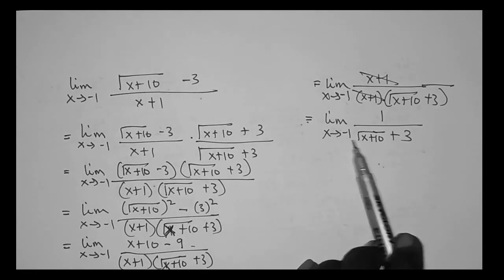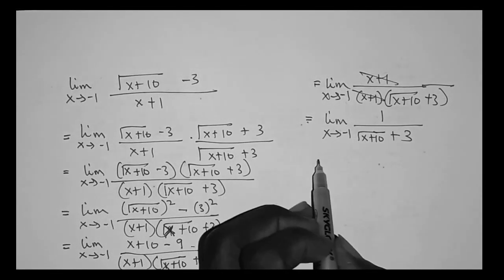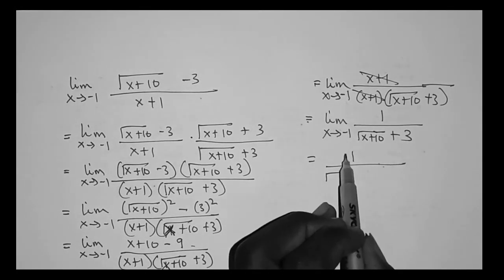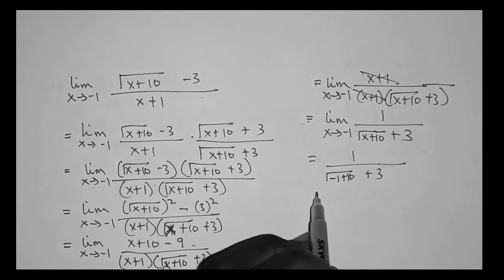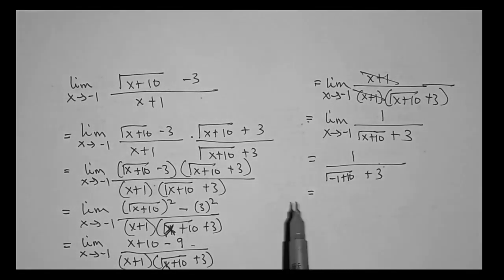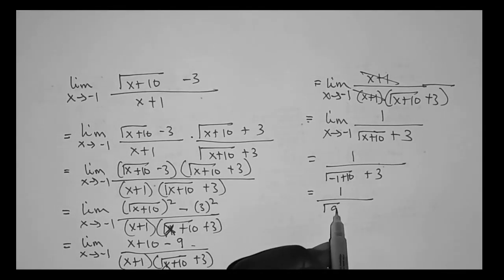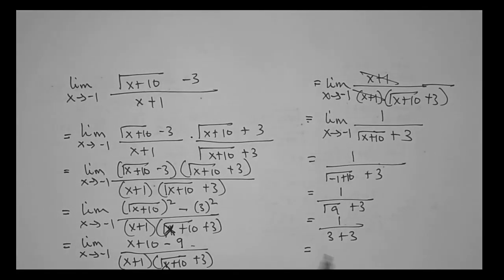So at this point, we can then put in the value of x, which is minus 1. So this is equal to 1 over square root of minus 1 plus 10 plus 3. 10 minus 1 is 9, so it becomes 1 over root 9 plus 3, which is equal to 1 over 3 plus 3. And that is equal to, 3 plus 3 is 6, 1 over 6.